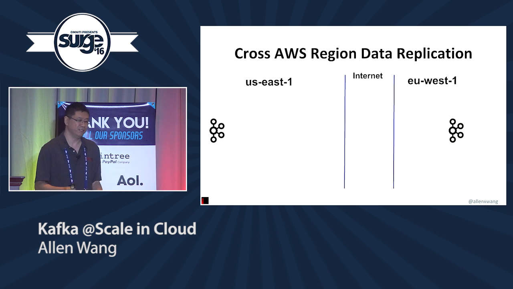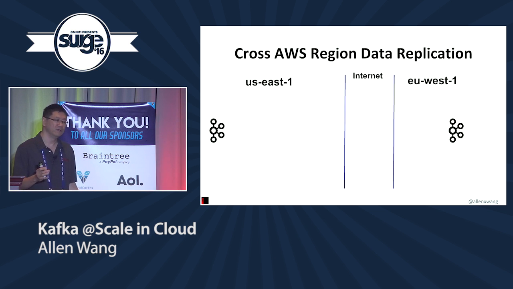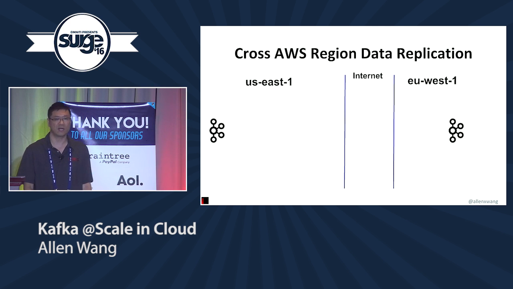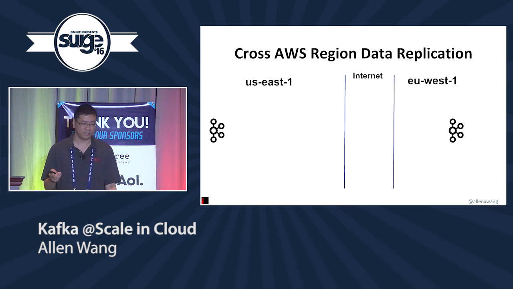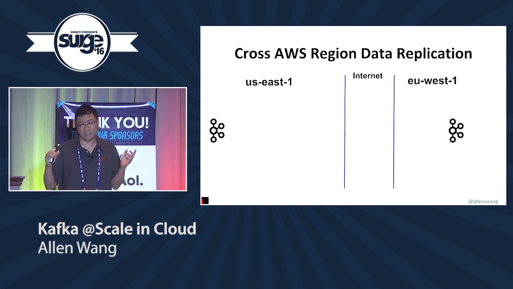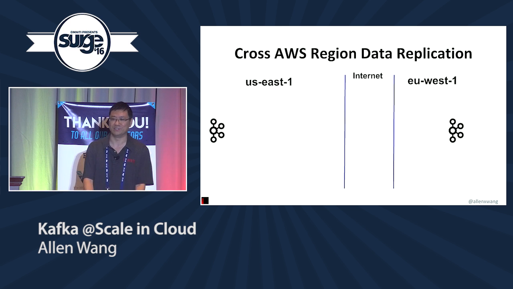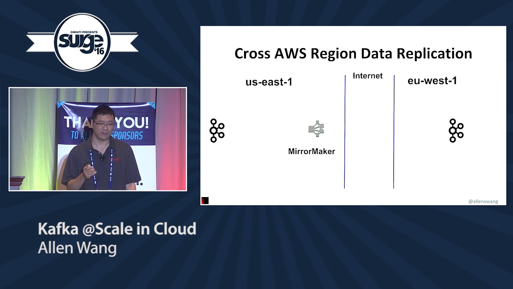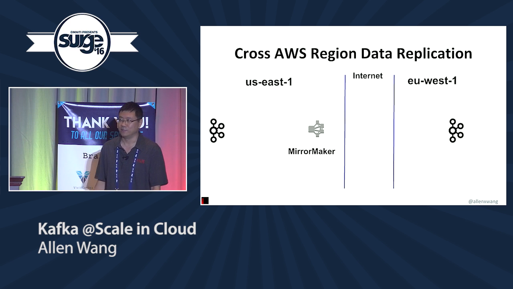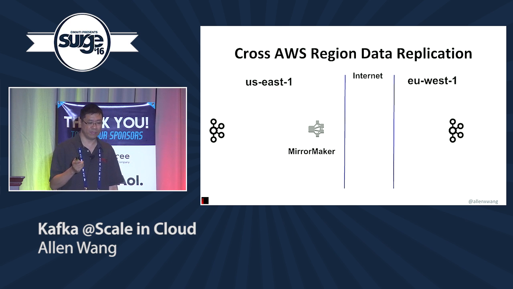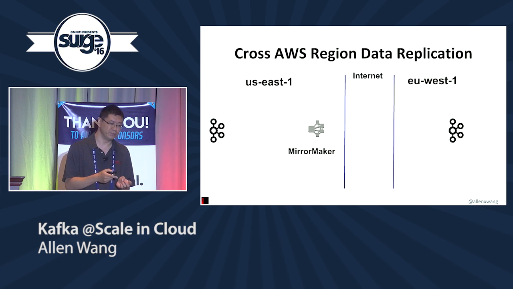But we do have use cases where we need to replicate data from a cluster in one region over the internet to a cluster in a different region. So let's say we have a cluster in US East 1 region, which I believe is right here in Virginia. And we want to send the data to EU West 1, which is located in Dublin. So we use Mirror Maker, and we deploy Mirror Maker in US East 1 region.